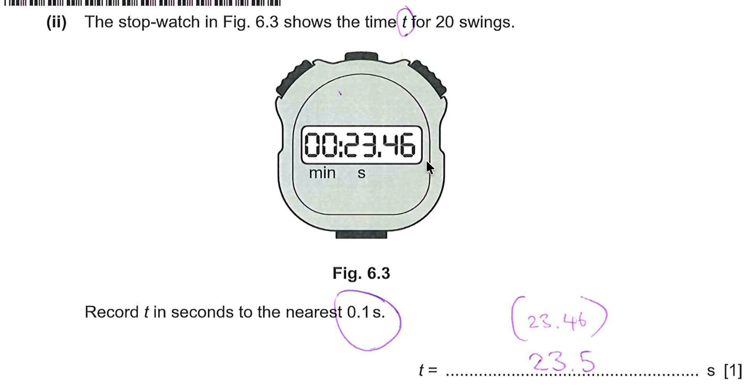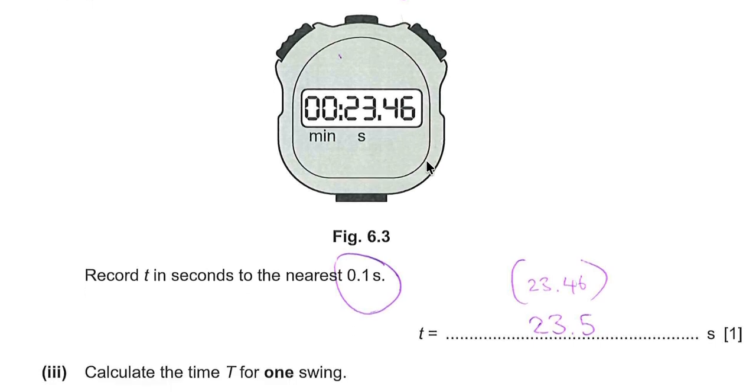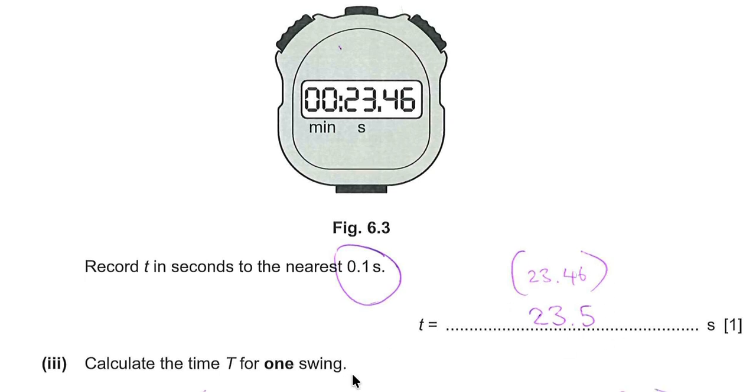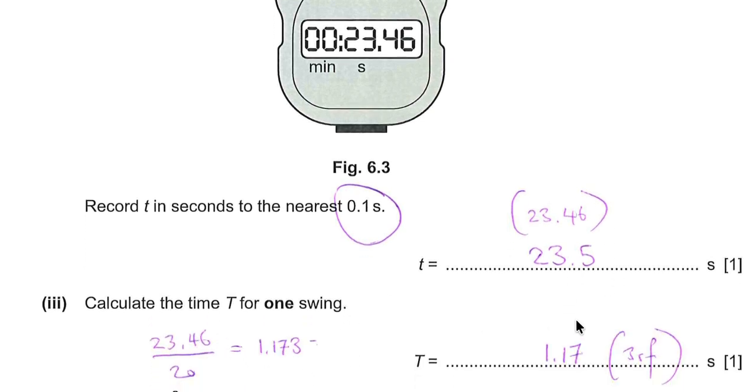Now, we're then asked to calculate t for 1 swing. Well, we know that this is the time for 20 swings, so we're going to take our value and divide it by 20. Now, I've taken 23.46, because that was my original number, divided it by 20, and I got 1.17, and I've given it to 3 significant figures.